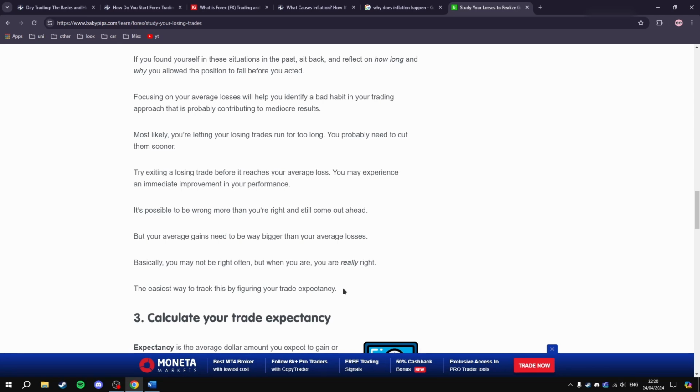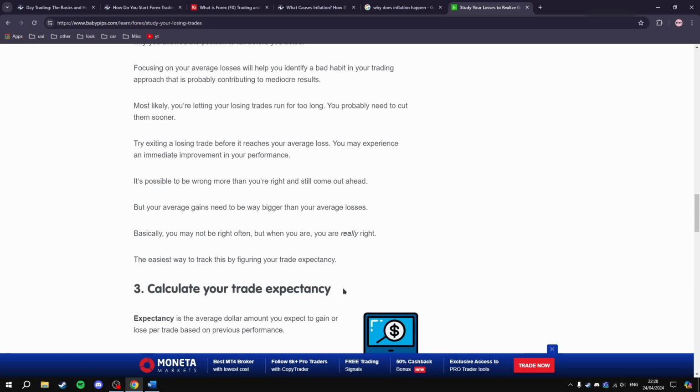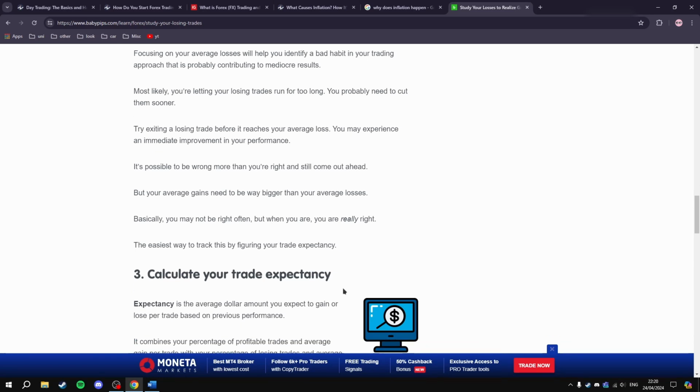Focusing on your average losses will help you identify a bad habit in your trading approach that is probably contributing to mediocre results. Most likely you're letting your losing trades run for too long. You probably need to cut them sooner. Try exiting a losing trade before it reaches your average loss. You may experience an immediate improvement in your performance.